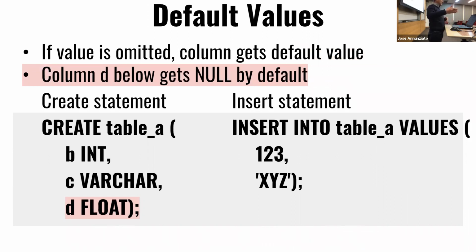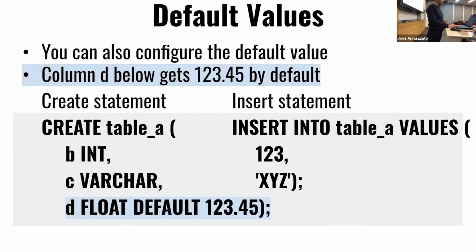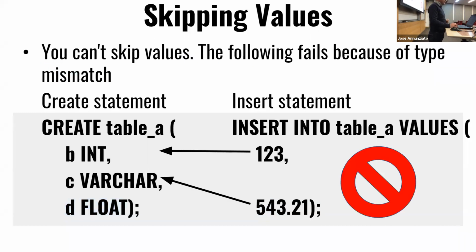If it was explicitly declared as null, then it was not required. You could just leave it as null, but not null where you could not skip over it. And you could certainly provide a default value. For instance, here you could skip over D as long as you give it a default value. If you don't give it, it'll take 123.45, or you can override it by actually providing a value.